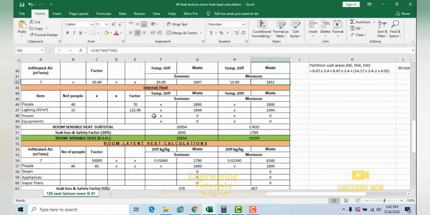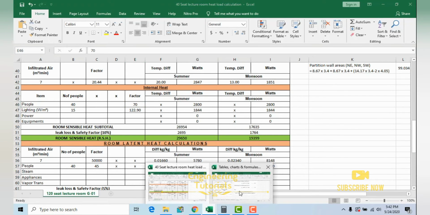And now you have to calculate the internal heat load due to the people, lights and appliances. The number of people you can get from architecture. Since we know that 40 people are going to accommodate this space, we have used 40 people, and the factor is how many watts required per person. Since this is a 40 seat lecture room, move back to our tables and charts.